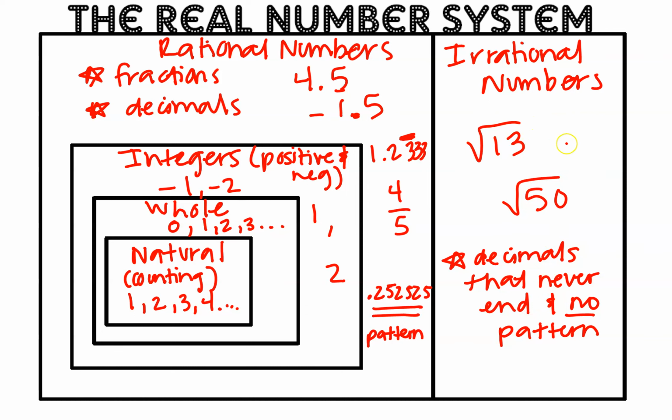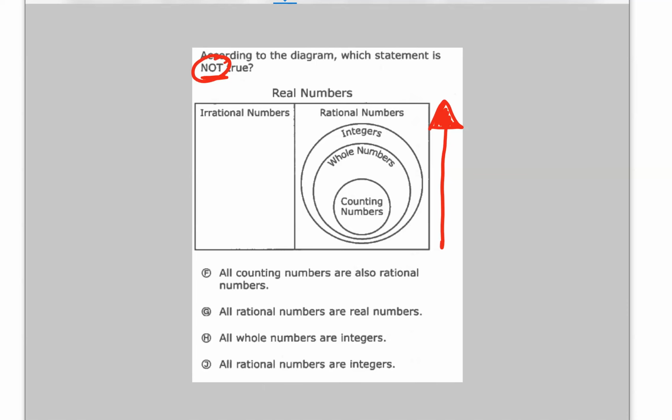All whole numbers are integers, or all rational numbers are integers. Okay, so the way that you have to remember this is by drawing an arrow. So you draw an arrow going up. So if you look at this, it's asking for which one is not true. If it goes up, that means it is true.